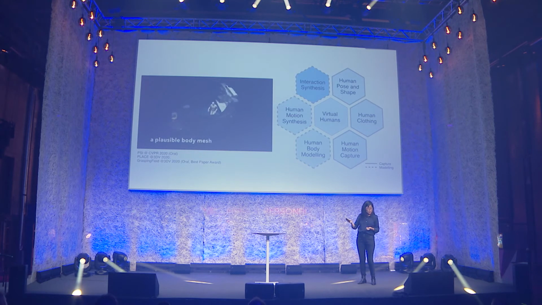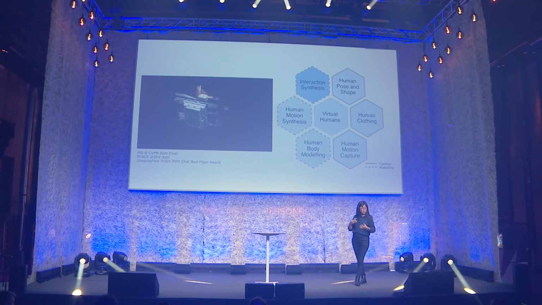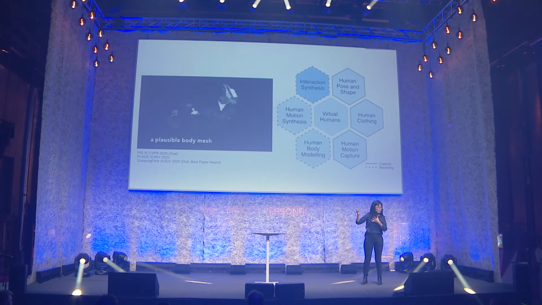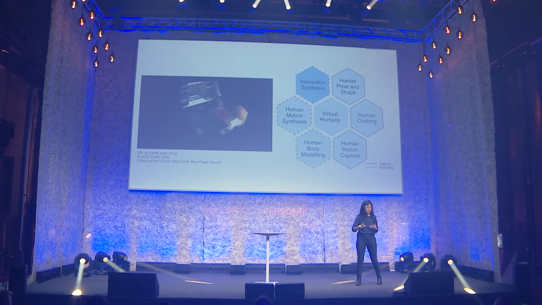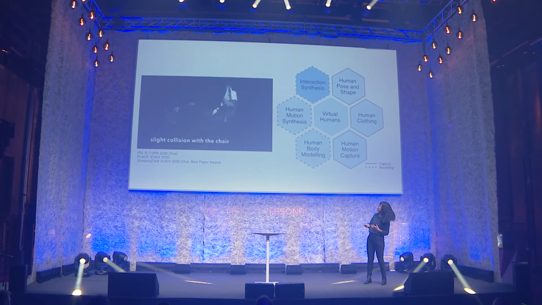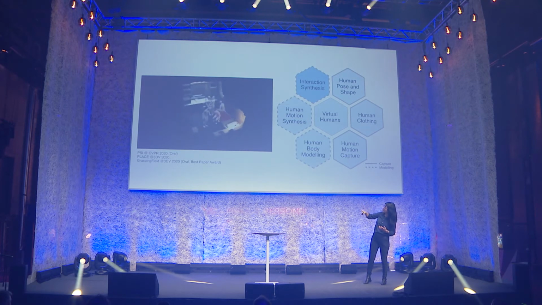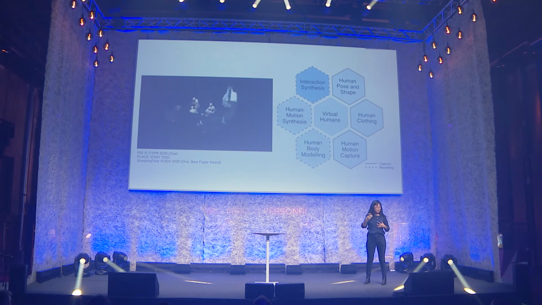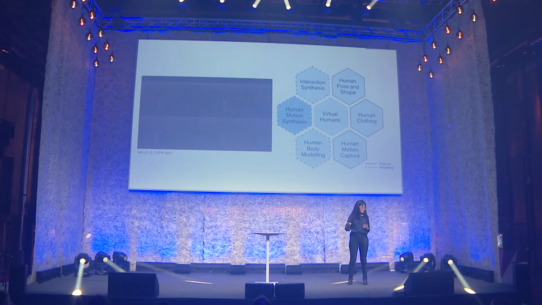So for example, in this work, we study generative models for interaction synthesis. The input to our model is the 3D scan of this room, right? And then we learn a generative model which can synthesize human bodies that interact with this room naturally. I mean, it's not always perfect. You can see a slight collision with the chairs. But it's actually a good step in terms of generative models for human-environment interaction.